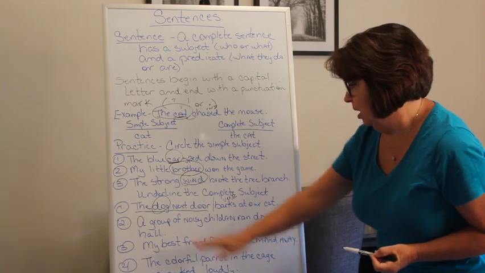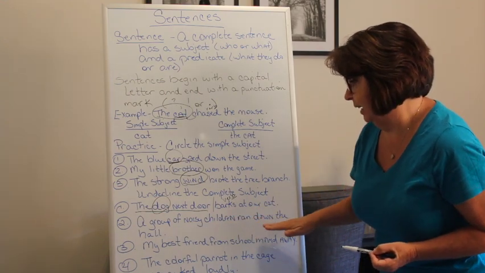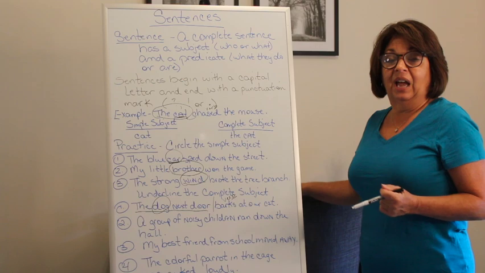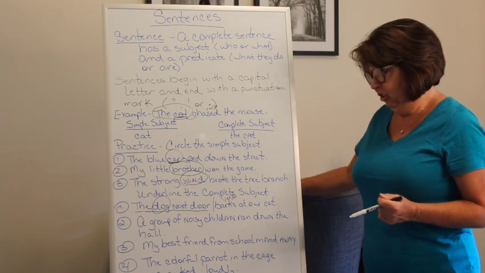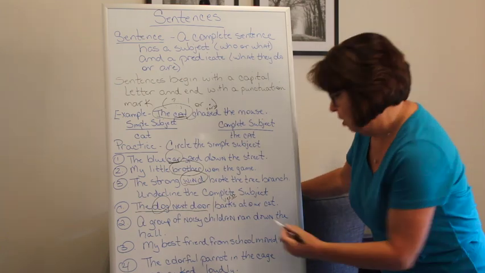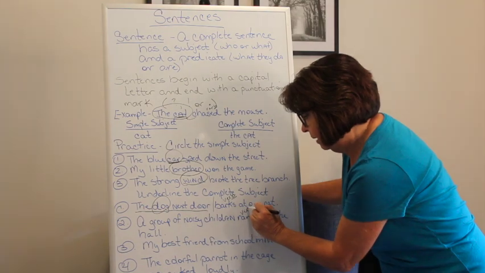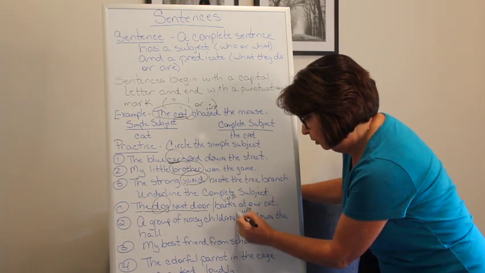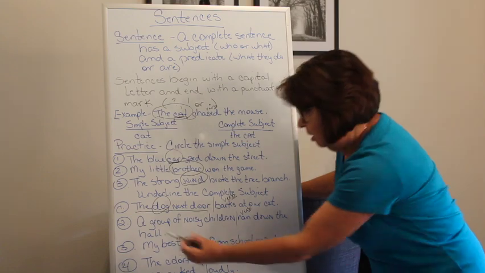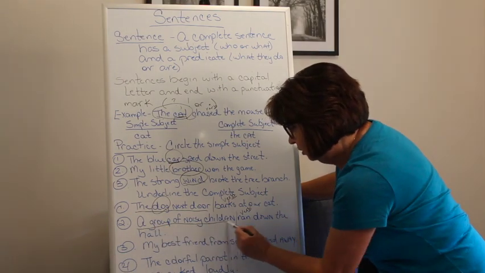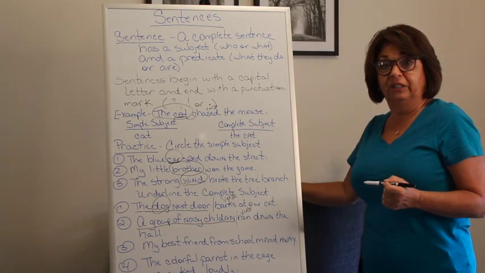Let's try another one. A group of noisy children ran down the hall. All right, what is the action word in this sentence? Do you see the action? What can people do? They ran, and that's a past tense verb. So here is our subject. A group of noisy children. That is our complete subject.